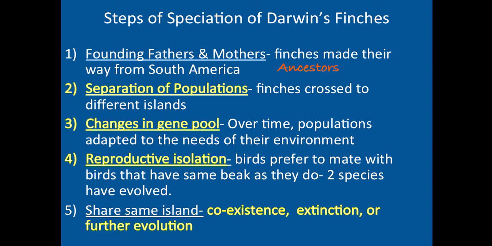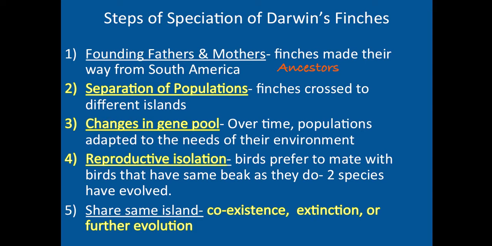And then number 5, if they do share the same island, they have some options, and highlight these. They can coexist, which means they cannot do exactly the same thing in exactly the same way at exactly the same time, because there's going to be too much competition.